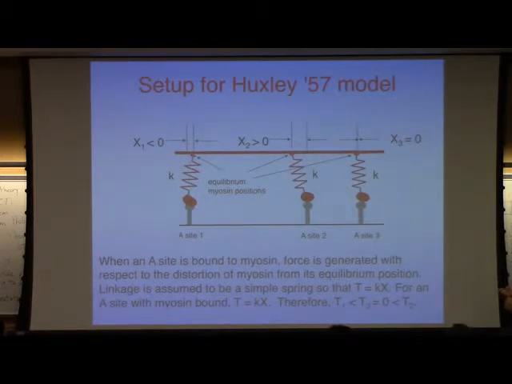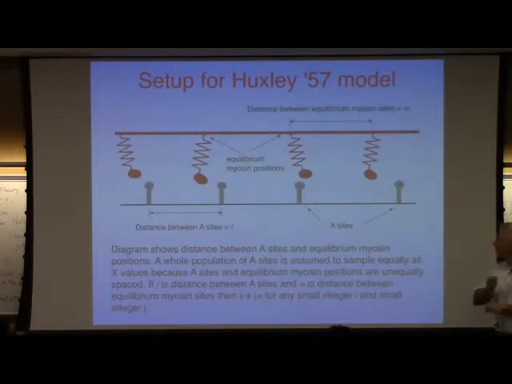So here, we're going to assume these are like an ideal spring, where the force, or the tension, is going to be K times X, the distortion, or how far it's pulled out of its equilibrium position. So in this case, T1 here is less than T3, which is 0, which is less than T2, which is positive.